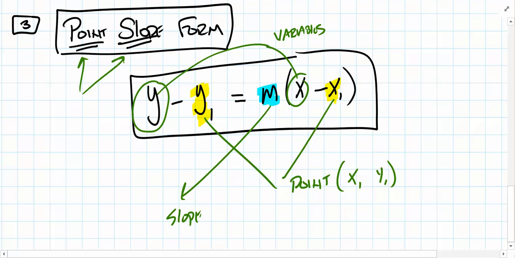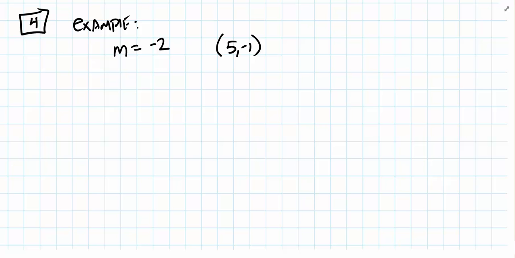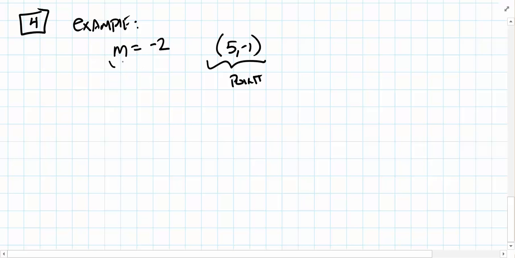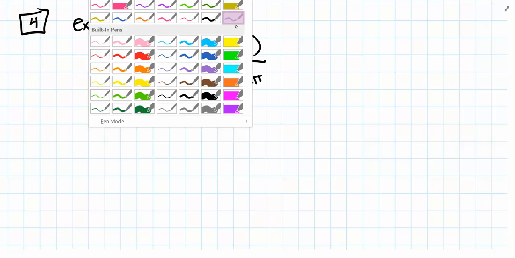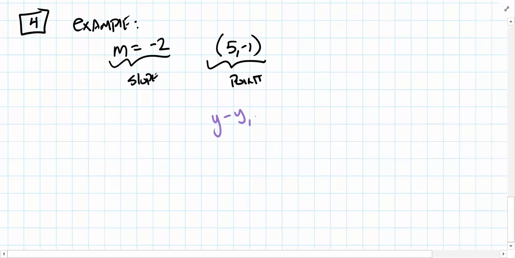All right, here's an example for point slope form. Notice that you're given a point. That's that one there. There's your point. And you're given a slope. That's your slope, right? So given a point and a slope, we're going to use point slope form. So we're going to plug in. We're going to say, all right, well, y minus y1 equals m times x minus x1.